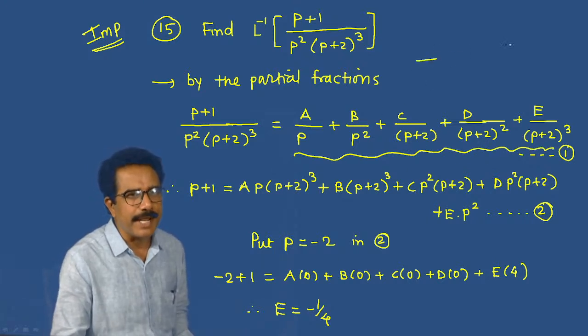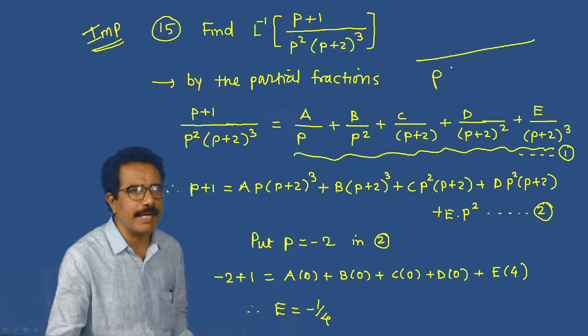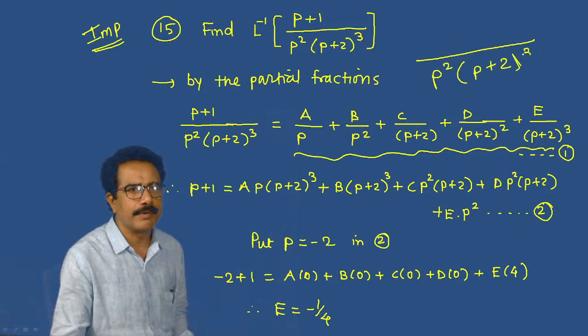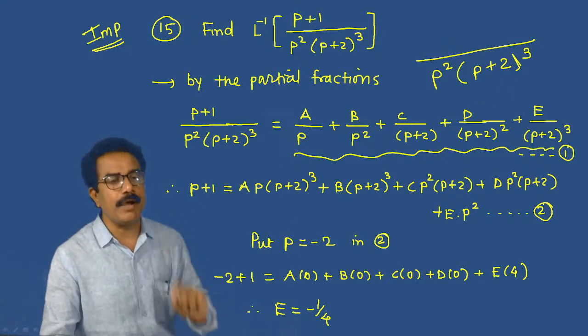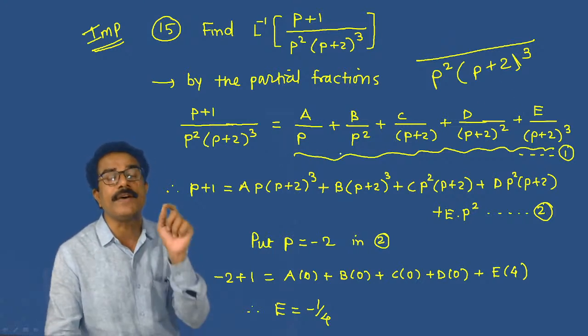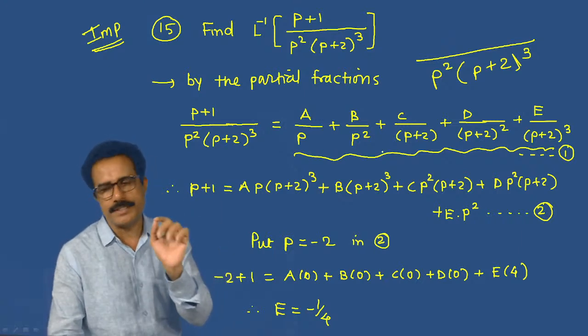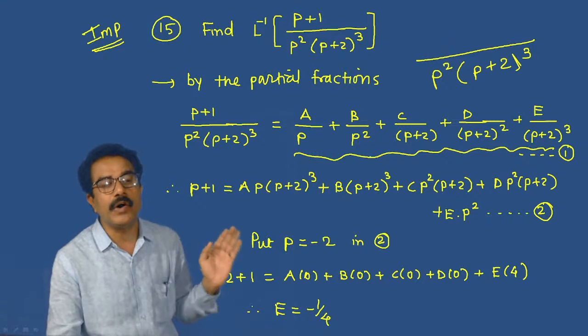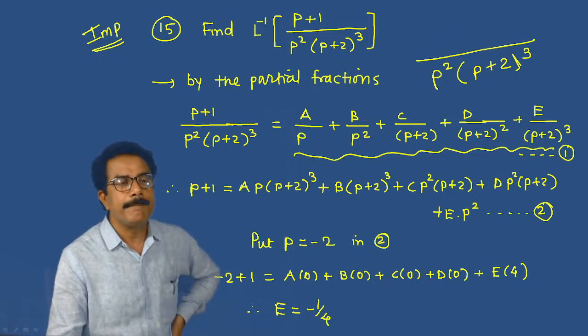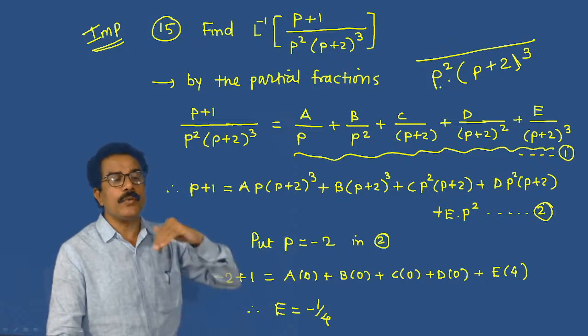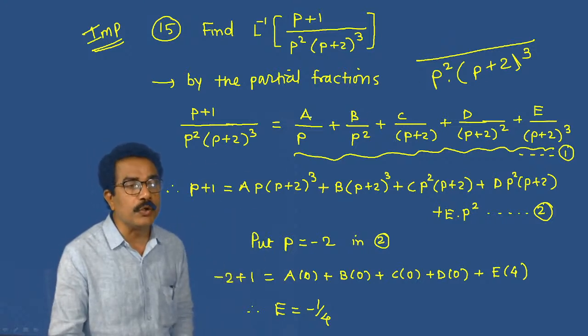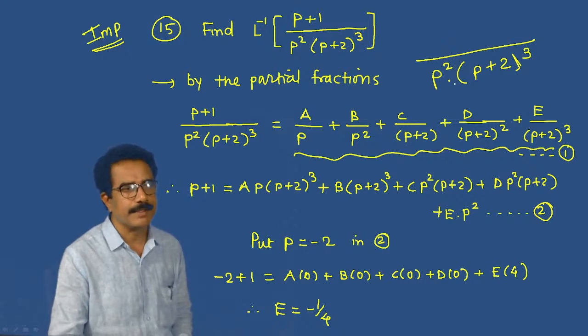LCM is actually P square into (P plus 2) bracket cube. This is the LCM of the right side. There are 5 fractions, and the LCM of all these 5 fractions is P square into (P plus 2) bracket cube. So we have to calculate the corresponding numerator for this LCM.